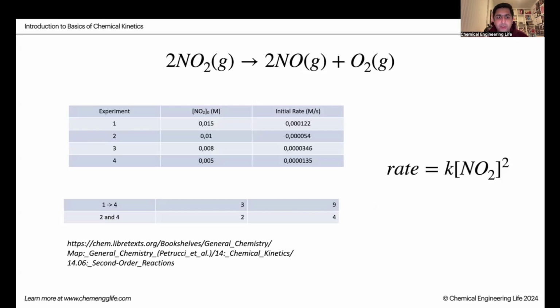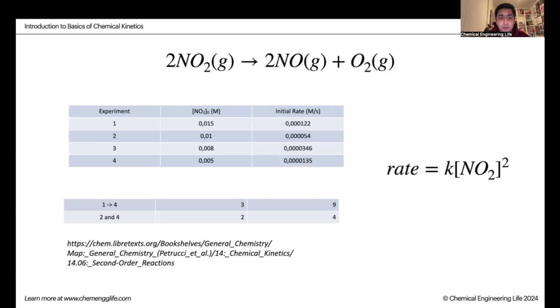So if you look at experiment 1 and experiment 4, you'll see that between experiment 1 and experiment 4, the concentration of nitrogen dioxide is increased by 3 times. So in 4, it's 0.005. In experiment 1, it's 0.015. Increased by 3 times, and the corresponding initial rate was increased 9 times.